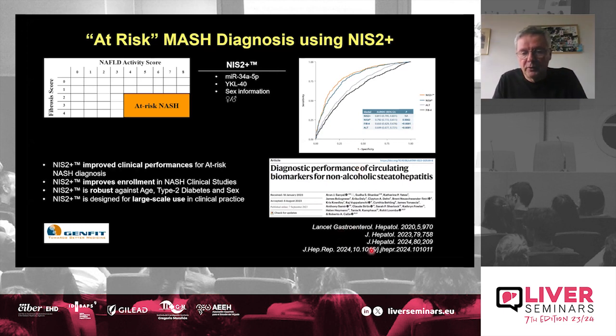And so we've now published a number of papers together with our clinical colleagues showing that the use of this non-invasive test can improve the diagnosis performance. It can be used to increase the enrollment in NASH clinical studies, because there are a lot of false or negative biopsies when patients are enrolled. And it's also unlike, for instance, tests like FIB4, independent of age, also independent of type 2 diabetes and sex.